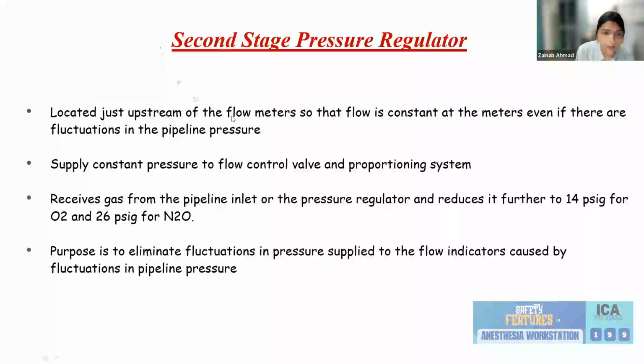It is located just upstream of the flow meters so that flow is constant at the flow meters, even if there are fluctuations in the pipeline pressure. It supplies constant pressure to the flow control valves and proportioning system. It receives gas from the pipeline inlet or the pressure regulator and reduces it further to 14 psig for oxygen and 26 psig for nitrous. The whole purpose is to eliminate fluctuations in pressure supply to the flow indicators caused by pipeline pressure.